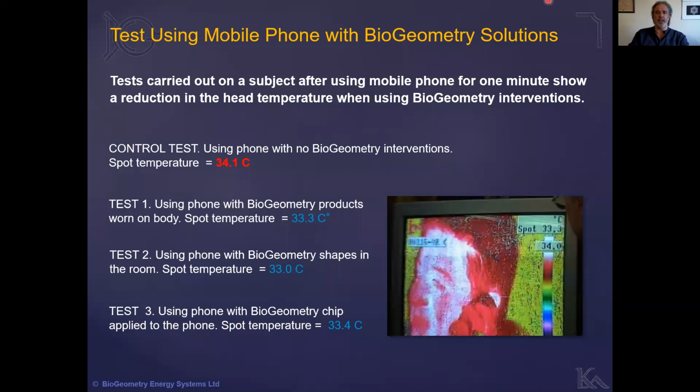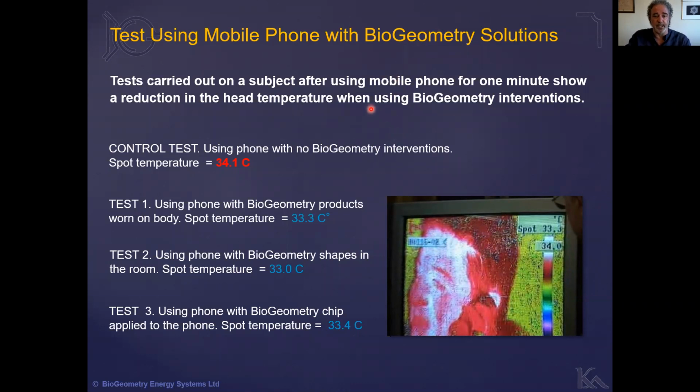So first here we have a test that's a little bit old, but it still is very important, because after all, mobile phones are mobile phones. And here we see these were tests carried out on a subject. After using the mobile phone for 1 minute, they showed a reduction in the head temperature when using biogeometry interventions.